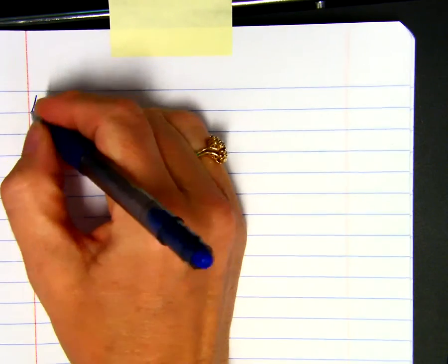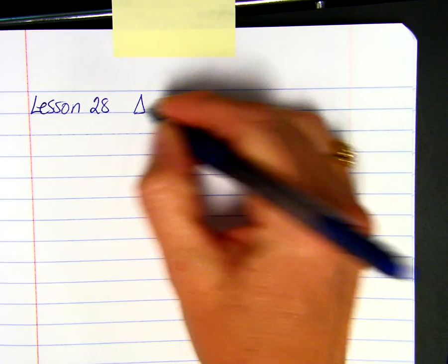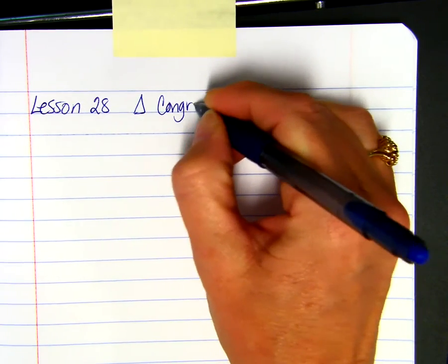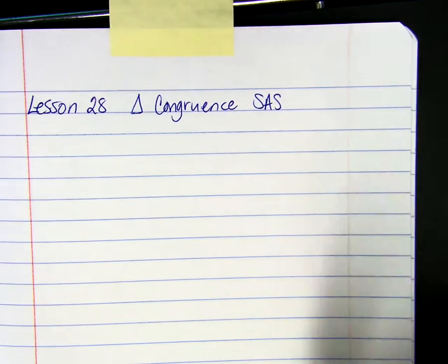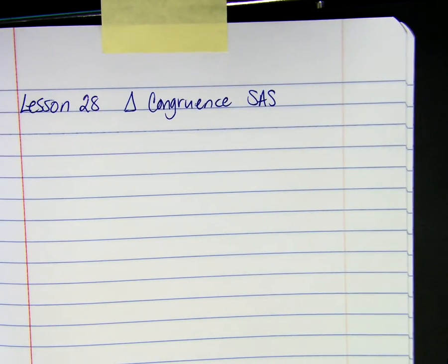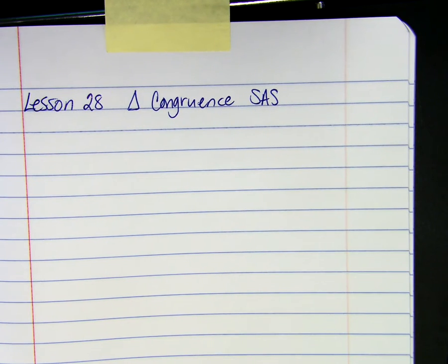Lesson 28, Triangle Congruence, SAS. So before we go over what that means, we're going to do a couple definitions.